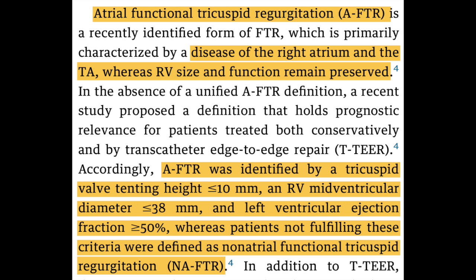Accordingly, AFTR was identified when patients had a tricuspid valve tenting height below 10 millimeters, an RV mid-ventricular diameter of less than 38 millimeters, and a preserved left ventricular ejection fraction. If patients did not meet these criteria, then they were identified as having non-atrial FTR.